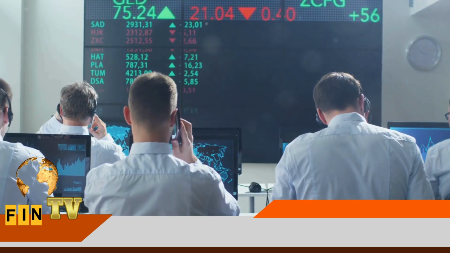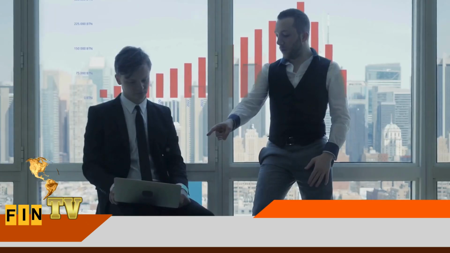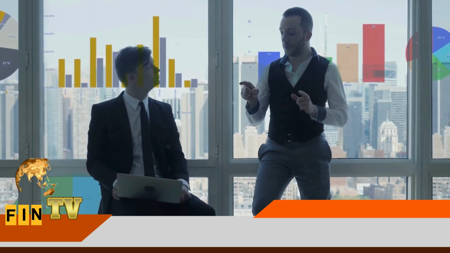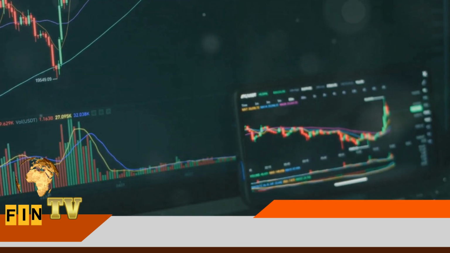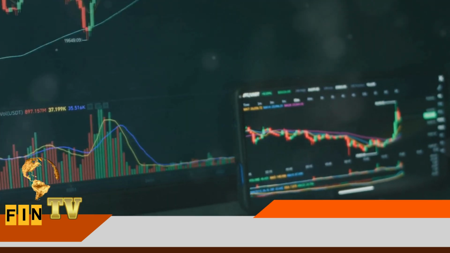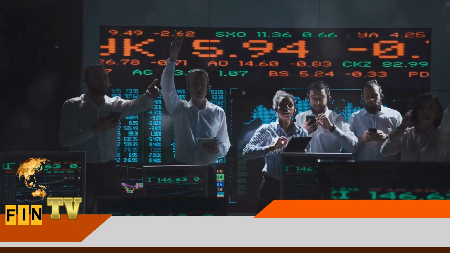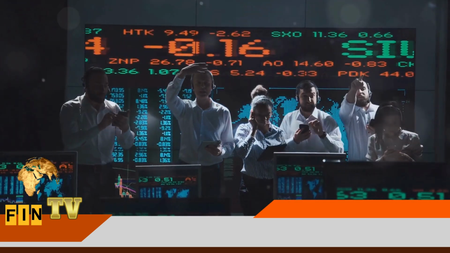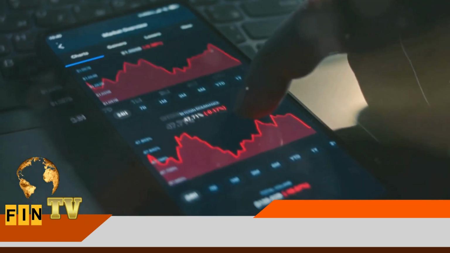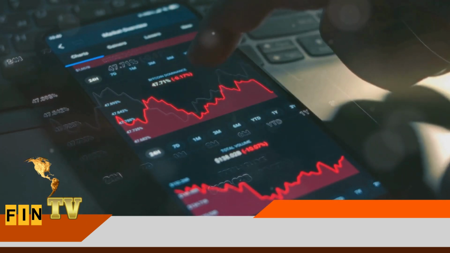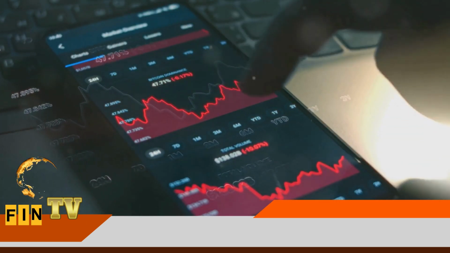GDP has a significant impact on stock markets. A growing GDP often leads to bullish stock markets as higher economic output translates to higher corporate profits. Investors closely watch GDP reports to gauge the health of the economy. Positive GDP growth boosts investor confidence, leading to more stock purchases and higher prices. Conversely, a declining GDP can lead to bearish markets as investors become wary of economic downturns.